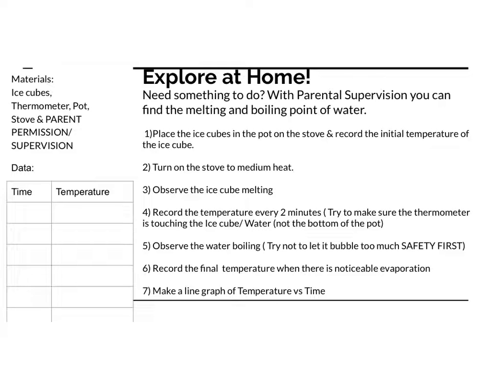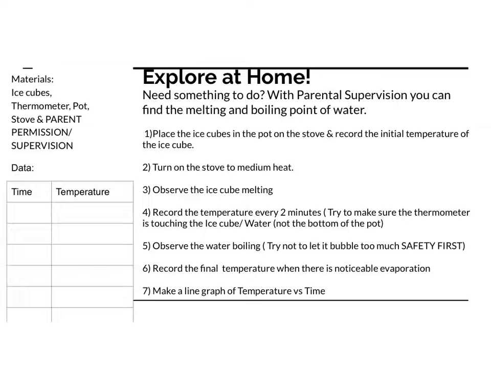So if you are going to do this option, which is totally optional, you have to make sure you have either parental supervision or parental permission, because I do not want you at the stove unsupervised. But what you will need are ice cubes, a thermometer, a pot, and then the stove. And if you don't have those, especially the thermometer, you probably can't do this. So a thermometer, try not to use your parents' body thermometer. Try to look for a kitchen thermometer.